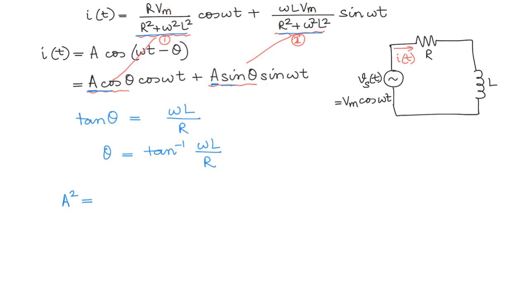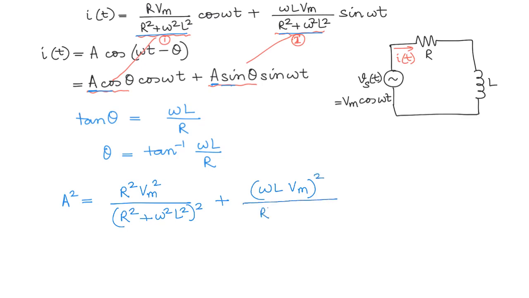So let's do that. So what we have is R square Vm square over (R square plus omega square L square) whole square, plus omega square L square Vm square over (R square plus omega square L square) whole square. And if you evaluate this, you should get A equal to Vm over the square root of R square plus omega square L square.